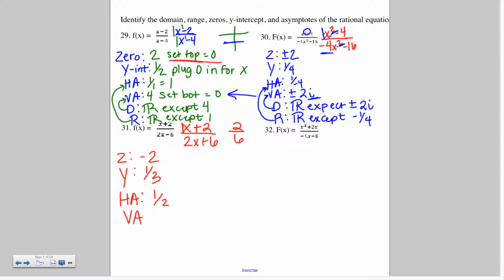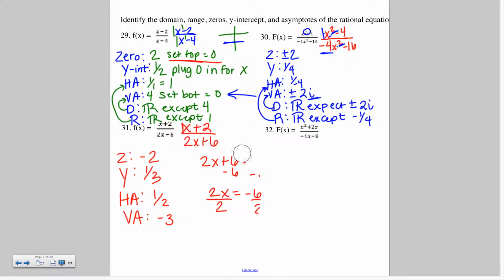My vertical asymptotes, I'm going to set my bottom equal to 0, so I'm going to erase this real quick and do the work to the side. So 2x plus 6 is equal to 0. Subtract 6 from both sides, that gives you 2x. It's equal to negative 6. Divide both sides by 2, and x is equal to negative 3. So my vertical is negative 3.